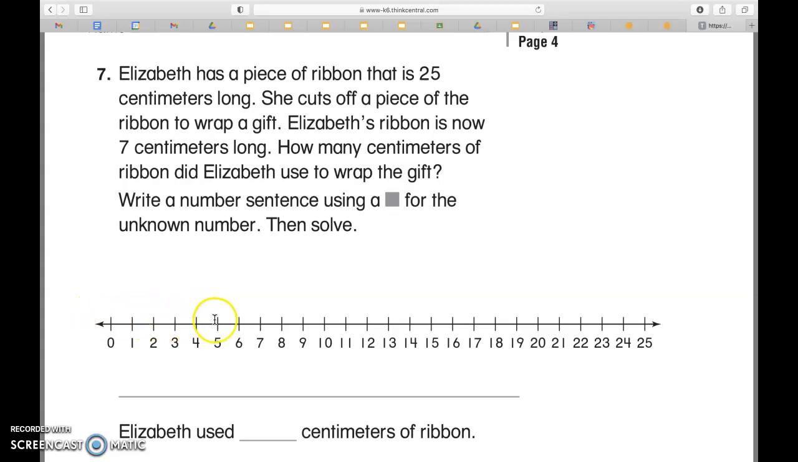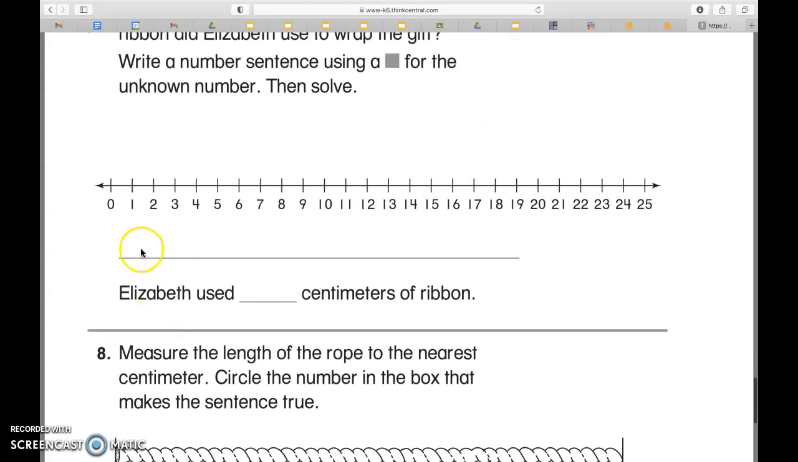So we know that Elizabeth has a piece of ribbon that is 25 centimeters long. She's going to cut off a piece of the ribbon to wrap a gift, and now she only has 7 centimeters left of that ribbon. So how many centimeters of ribbon did Elizabeth use? Your number sentence goes here, and the answer goes here, and you can use this number line to help you out.